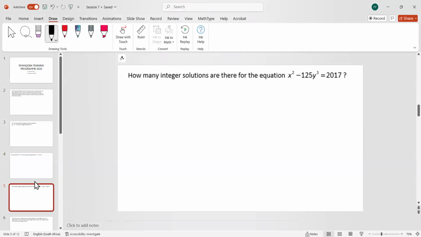Now we get on to the next problem, which says the following. How many integer solutions are there for the equation x squared minus 125y cubed equals 2017? Now, let me just divide this thing up too, so I have enough space.